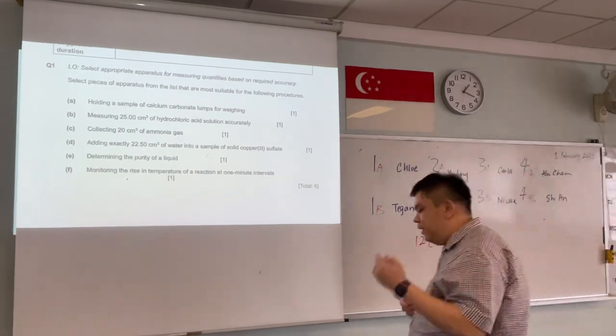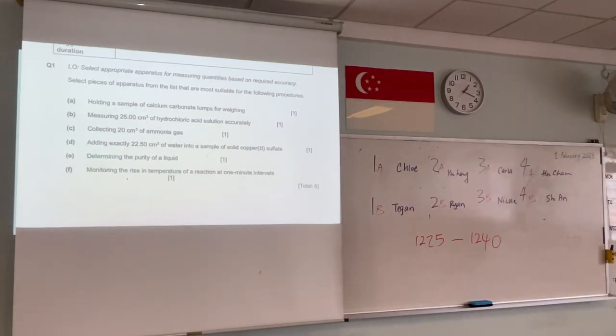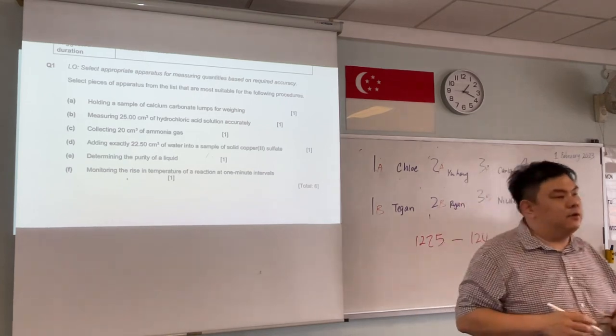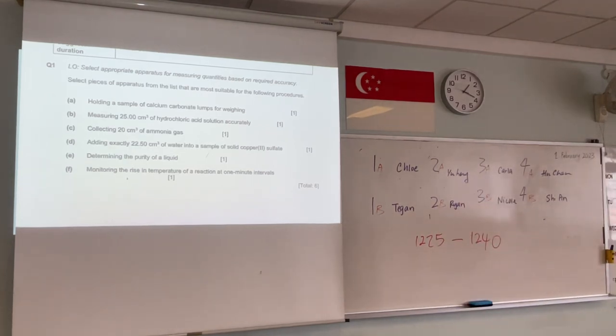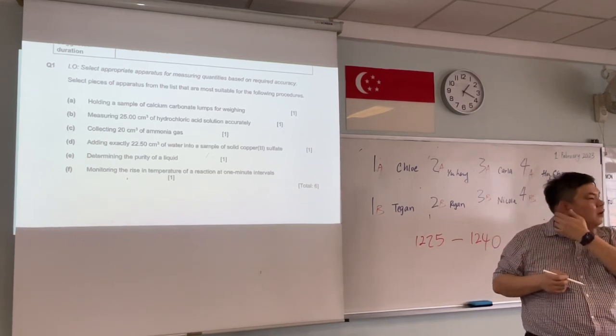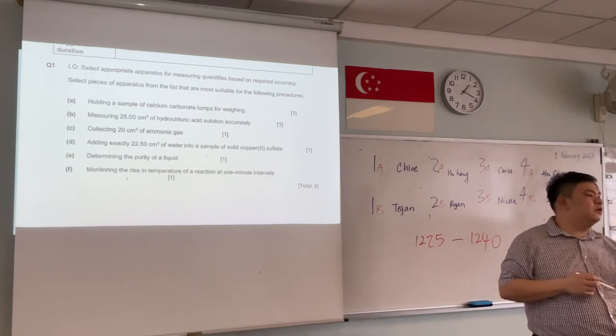Anybody can recall what is the minimum temperature that can be measured by a lab thermometer? Negative how much? Negative 10. And what's the maximum temperature? 110 degrees. Okay? Alcohol thermometers are in the lab. Of course, research labs don't use alcohol thermometers anymore. We usually use digital ones with a probe, because we need the accuracy of the temperature. But in common laboratories like secondary school and JC, we use a normal laboratory analog alcohol thermometer.